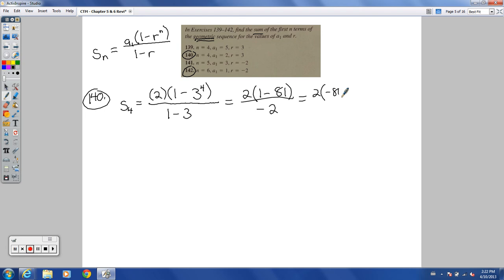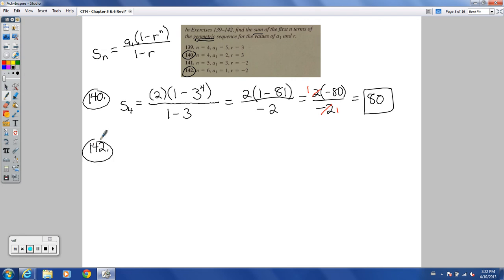And this would give you this over this. You could reduce this fraction. You could make this a 1 and a 1. And so you have negative 80 divided by negative 1, which would be positive 80. And so the value for that, that's if you add the first 4 terms together of a sequence where that is true. You should get 80 for your final answer there.